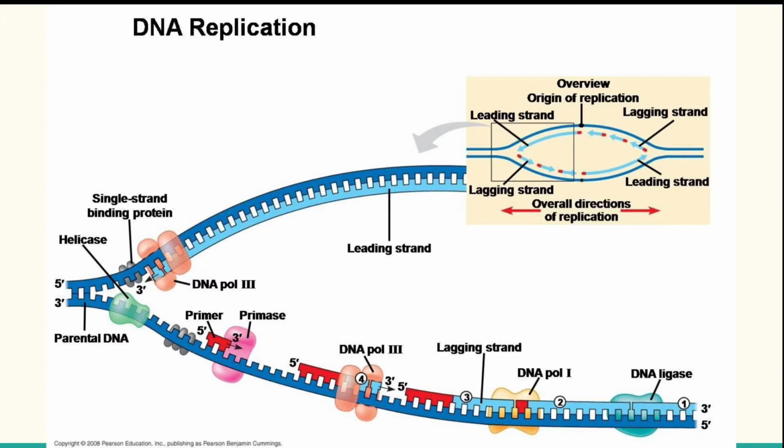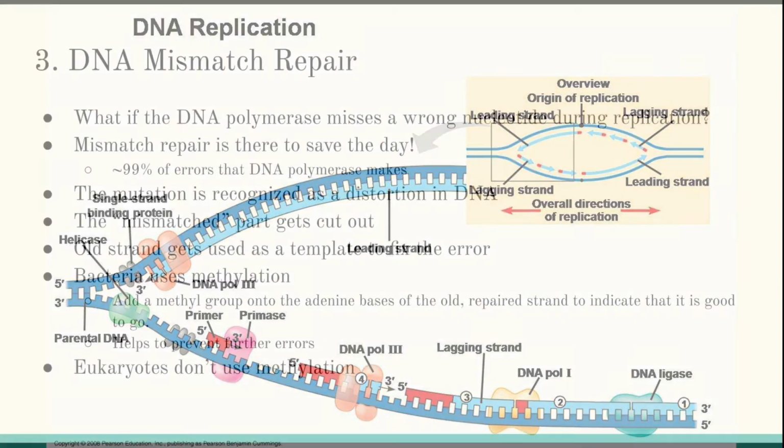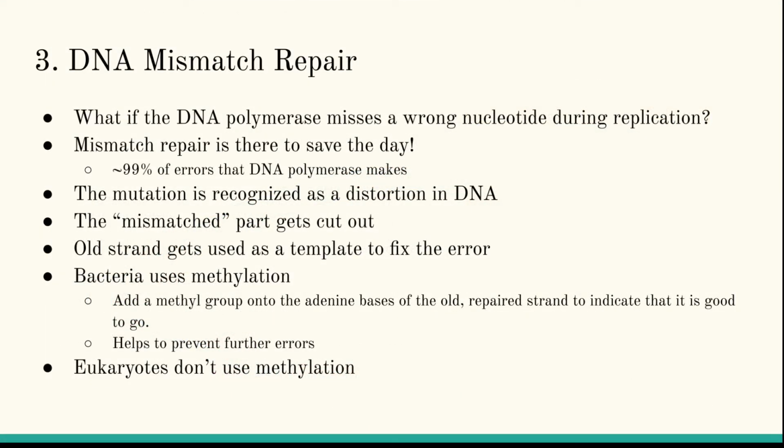DNA polymerase then shifts the nucleotide to a different part of the enzyme, cutting that phosphodiester bond between the nucleotide and the new DNA strand. It clips the wrong nucleotide off of the strand, and then the process returns to normal. So DNA polymerase should be able to find the wrong nucleotide during replication and replace it. But what happens if this isn't the case?